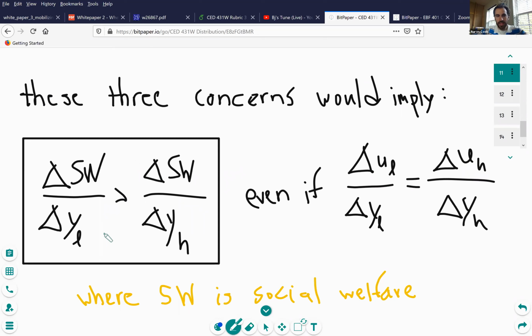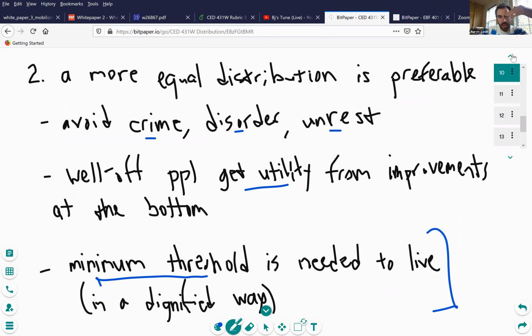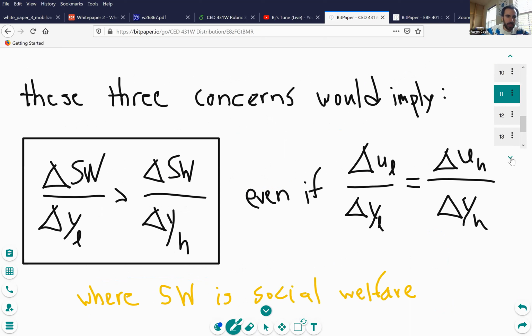So yeah, all of this implies that there's an increase in social welfare. I'm using SW to denote overall social welfare. The three reasons given above under number 2: the avoidance of crime, the utility that well-off people get from seeing a more equal distribution, and the fact that there's a minimum threshold to live. Those all lead to a case where social welfare could actually be enhanced more as a result of a low-income person increasing their income compared to a high-income person.